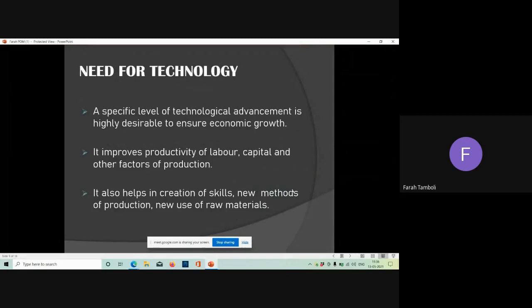Now, need for technology. A specific level of technological advancement is highly desirable to ensure economic growth. It improves productivity of labor, capital, and other factors of production. It also helps in creation of skills, new methods of production, new use of raw materials.